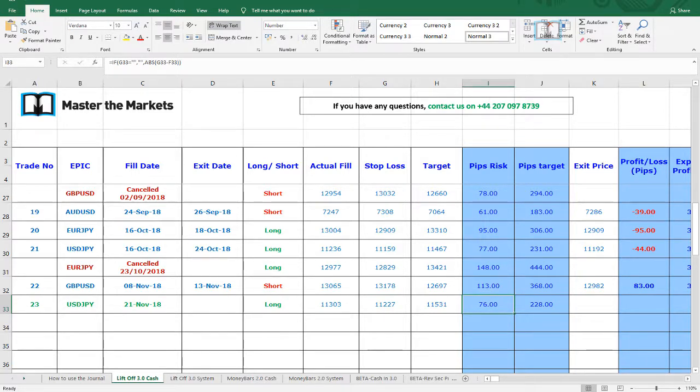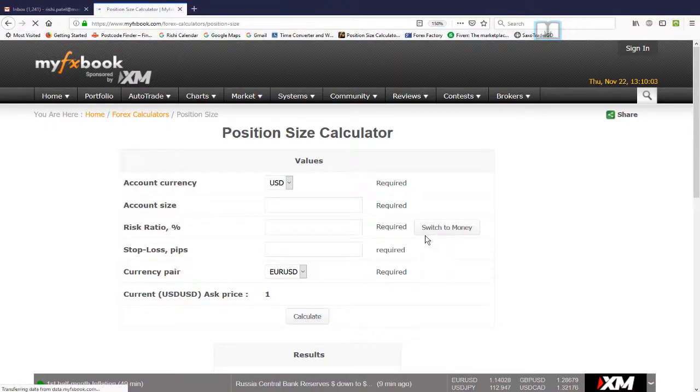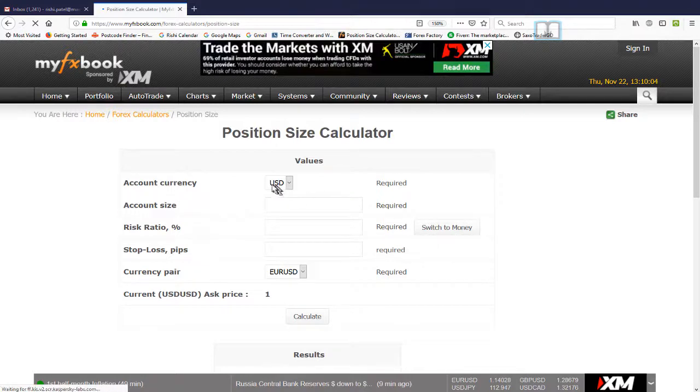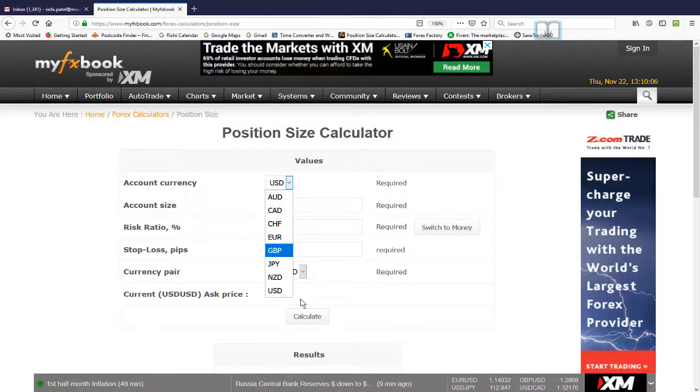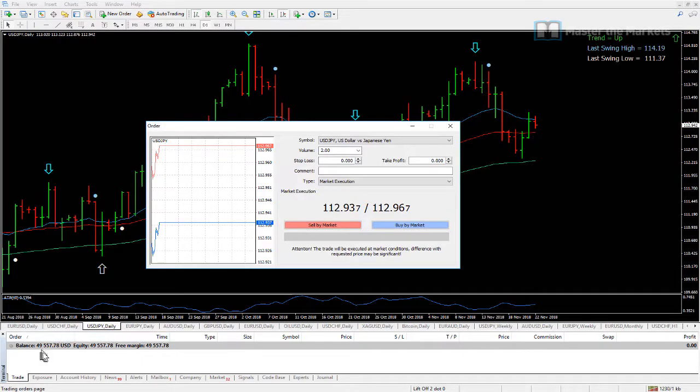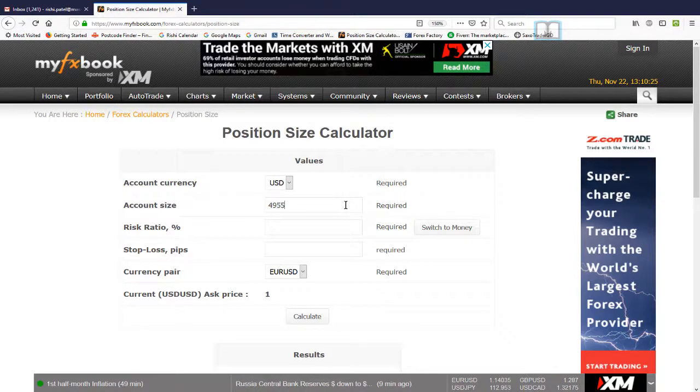The first thing I'm going to do is go to the position size calculator and start to enter in the criteria. The first one, of course, is that it's a US dollar trading account. You may have a GBP trading account, so you will change this to GBP if that's the case. But this is a US dollar trading account. Let's check the exact value, 49,557. So let's key that in, 49,557.